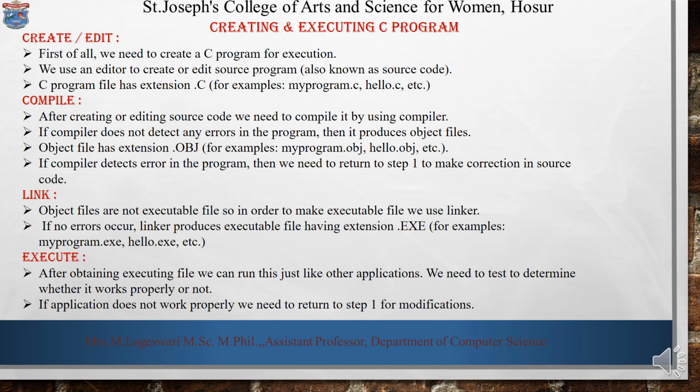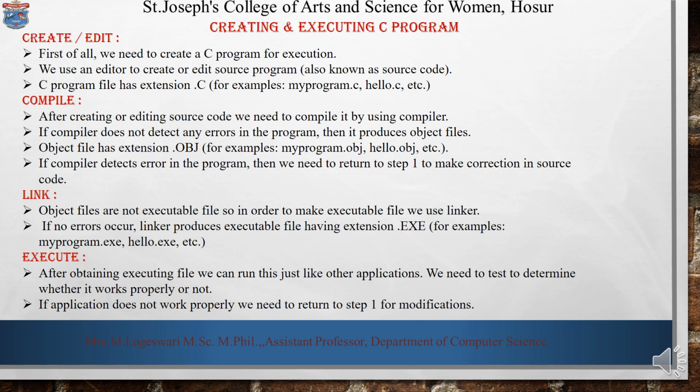Suppose the compiler detects an error in your program, it automatically returns to step 1. So you have to edit your source program, save your program again, and compile again. Next, link. The linker links the object file, because the object file is not an executable file.